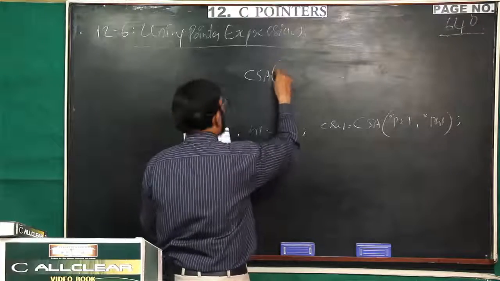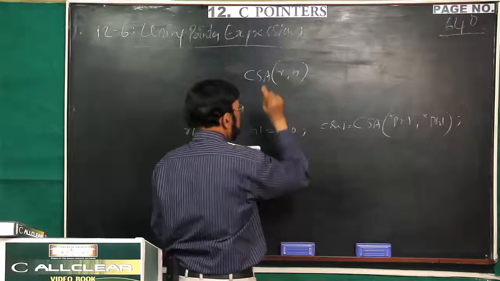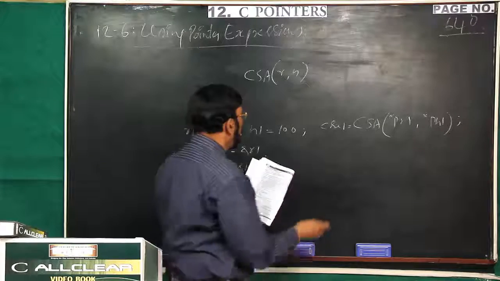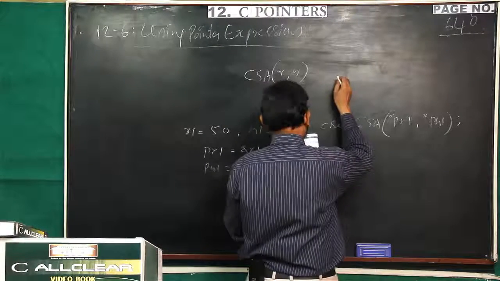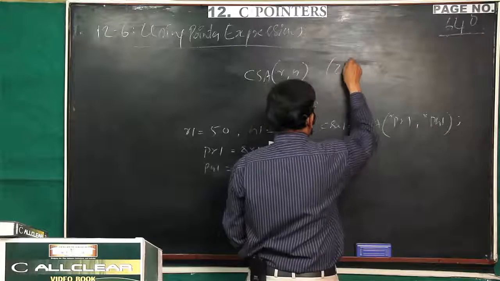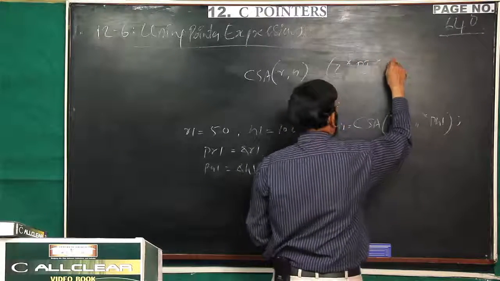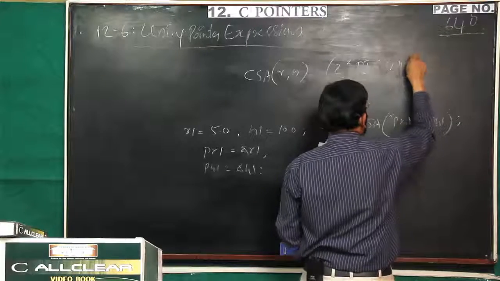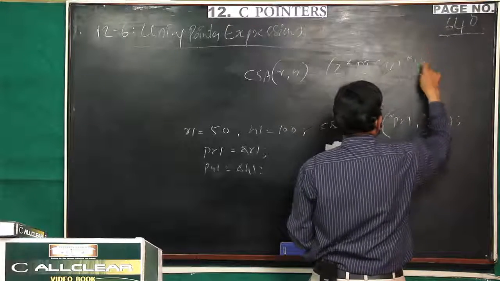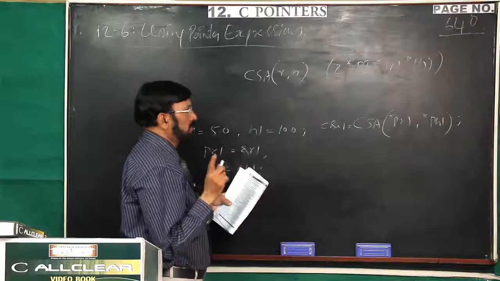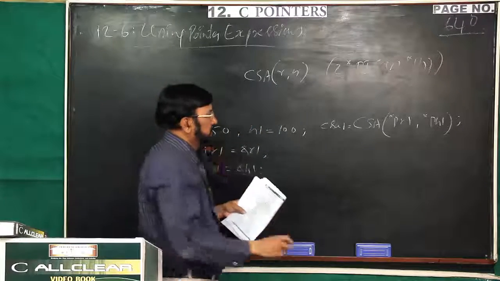CSA, R, H. These are formal arguments. And what formula have you written? You have written 2 into pi into R into H. That is the formula I have written. Now you see how it is evaluated.